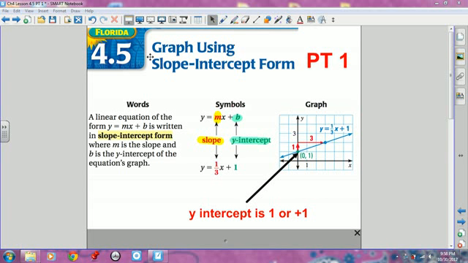Alrighty, guys, you can write this in your spiral, or you can write it on the piece of paper with your graph. It's up to you. We are going to do lesson 4.5 today. We are going to graph linear equations using what's called the slope-intercept form.